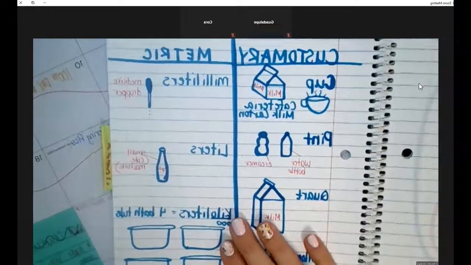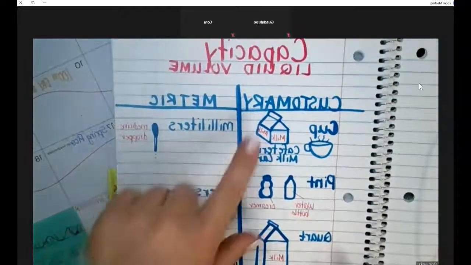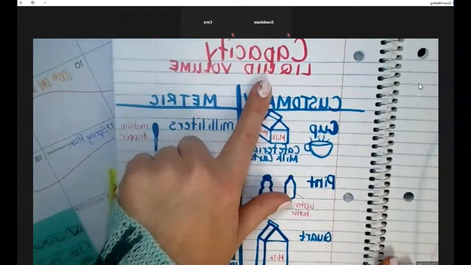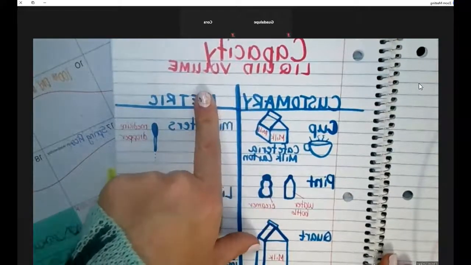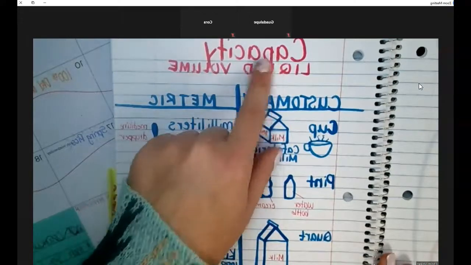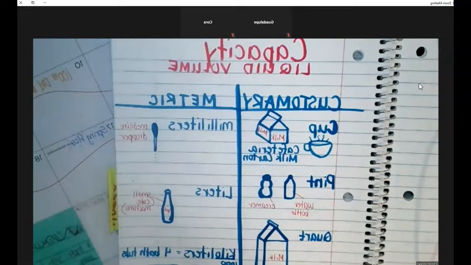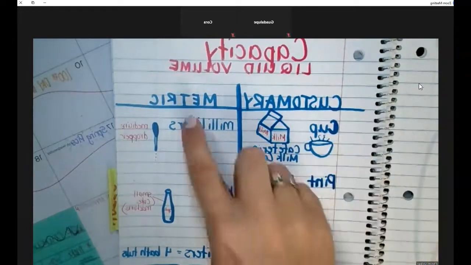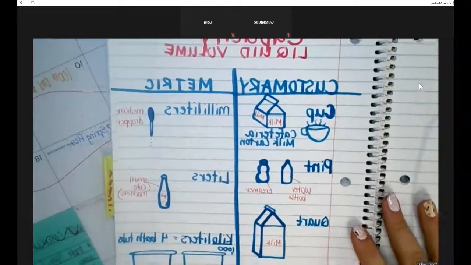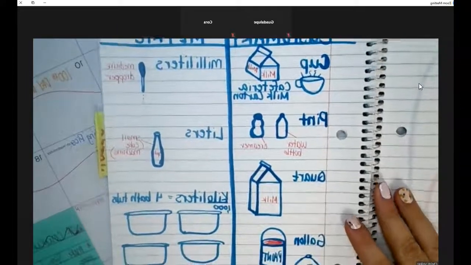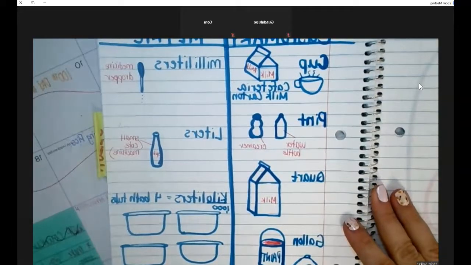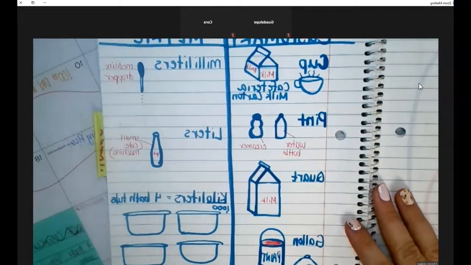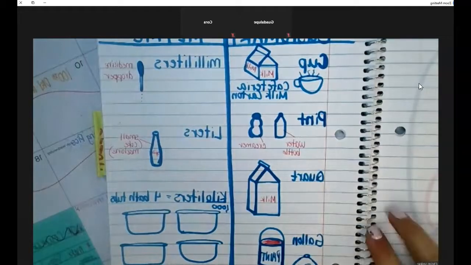we left off on capacity. So let's just review that real quick. Capacity has to do with liquids and volume. So when you hear these words, capacity and volume, you should think of what? Liquids. Good. So we've talked about customary measurements and metric. The customary ones are cup, pint, quart, gallon. We also need to add one more. Okay, and that was fluid ounces.